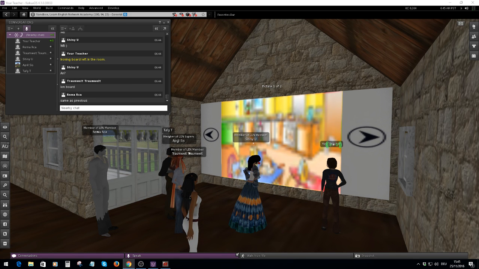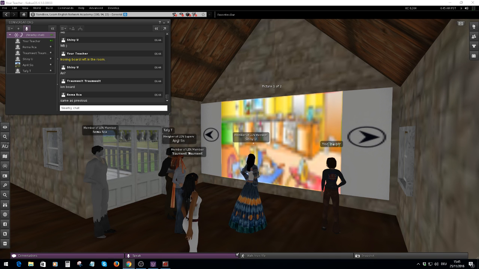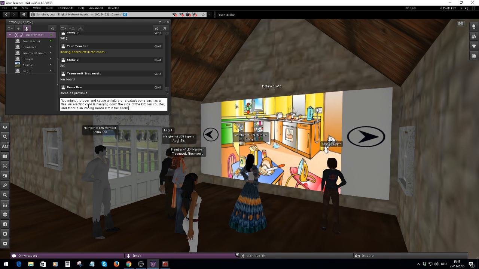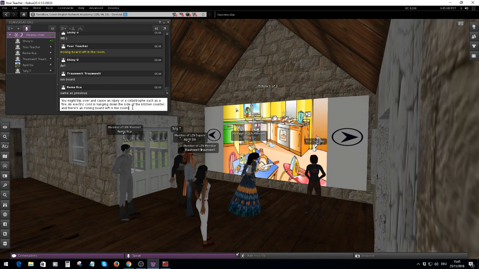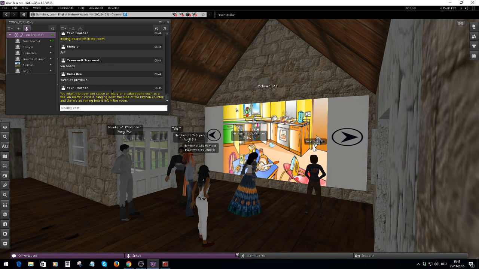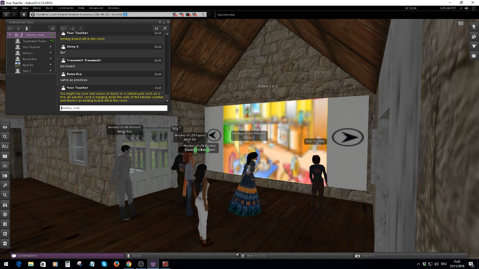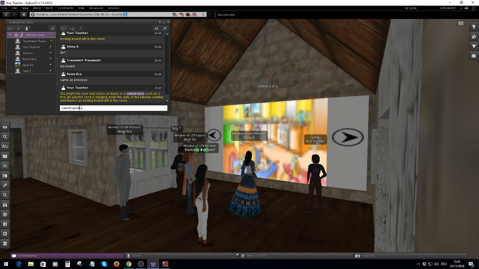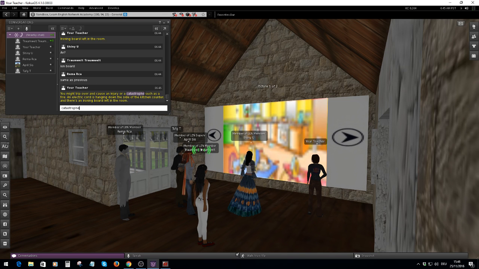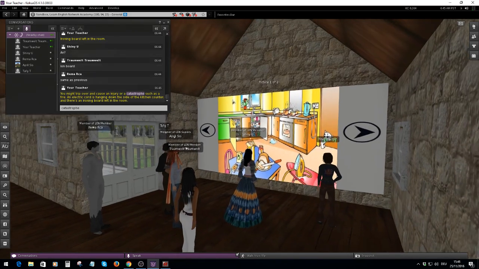Okay, so is it okay to get Traum to read your text, Shiny? Yes, sure, please. Okay, so Traum, if you'd like to read that text, the corrected version. You might trip over and cause an injury or a catastrophe such as fire. An electric cord is hanging down the side of the kitchen counter, and there is an ironing board left in the room. Very good.